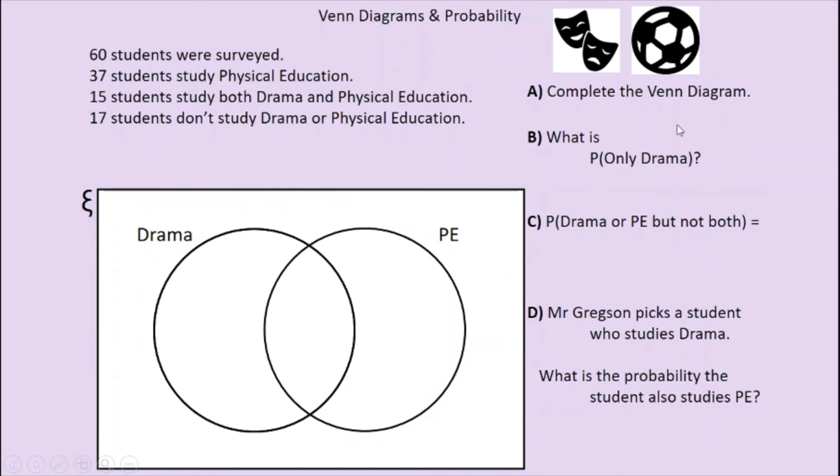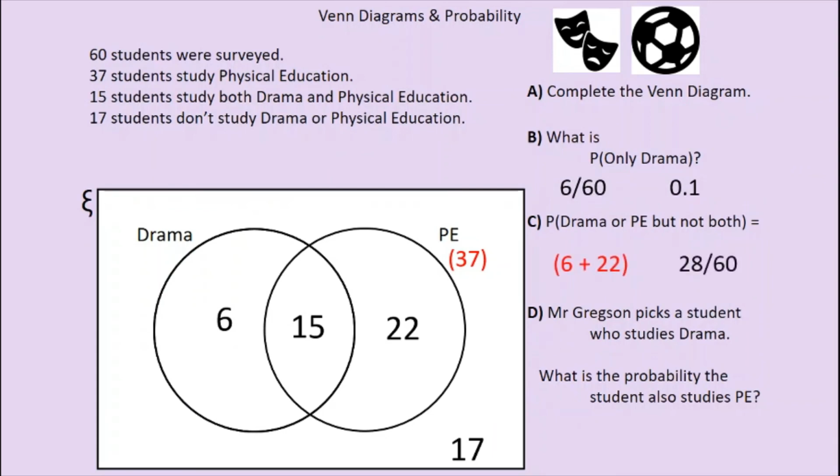Same again, have a go and check first of all that your diagram is correct before you try answer B, C and D. Okay, so the answer for the diagram itself is coming up now. Check it as you go. Then the answers for B is 6 out of 60. C was 28 out of 60. D is 15 out of 21.